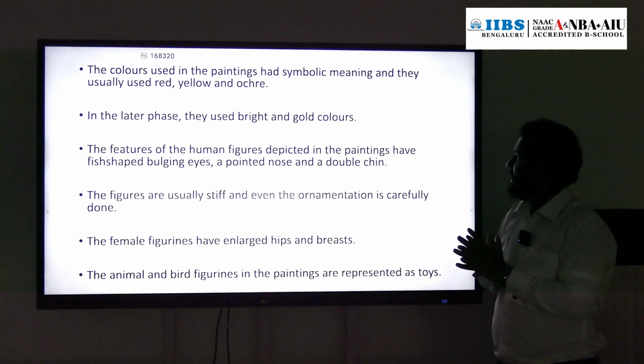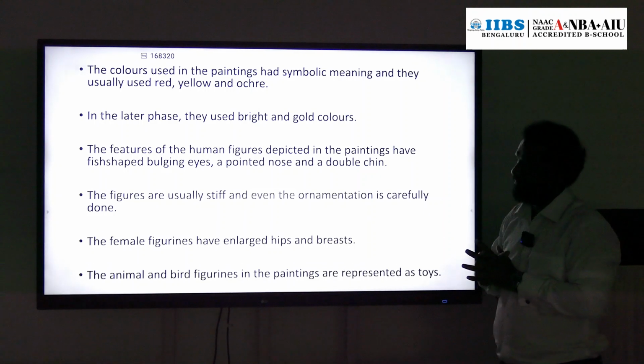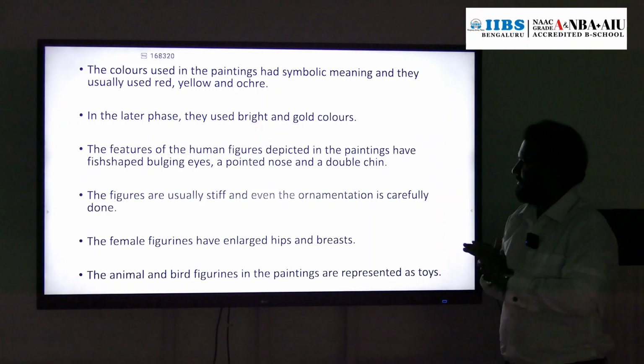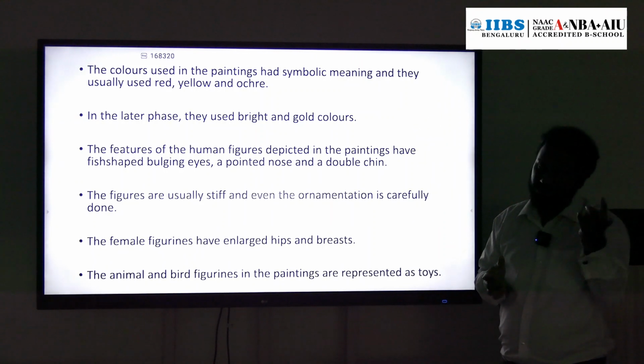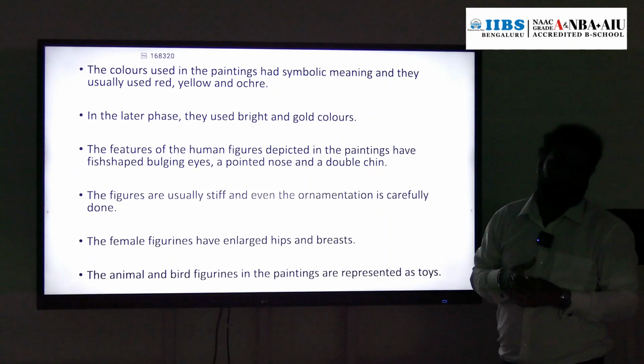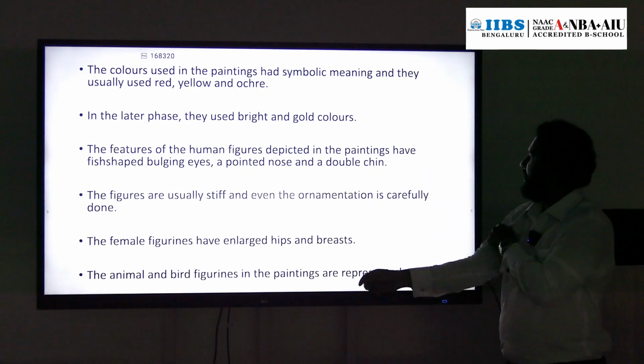Okay, and the colors they have used in these paintings have symbolic meaning, and generally they use three colors: red, yellow and ochre in the early phase during Jain. Then in Vaishnavism they use bright and gold colors more. Hinduism influence was gold. Okay, so that they have used.